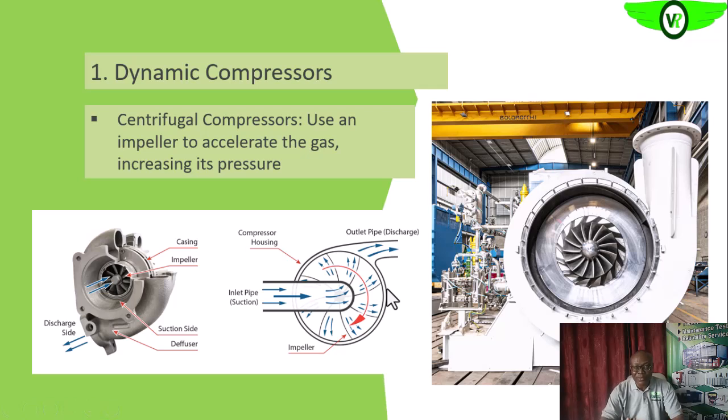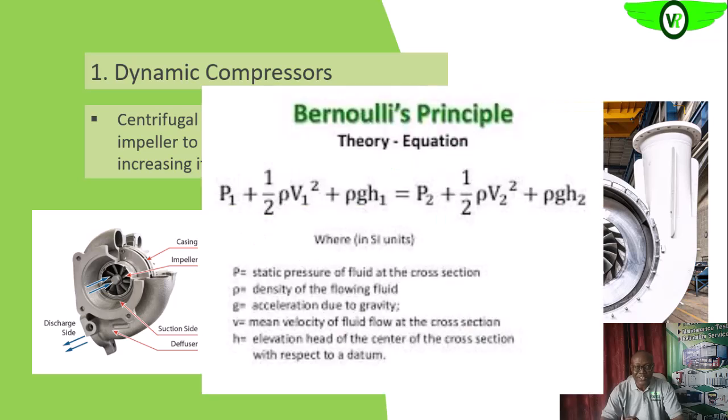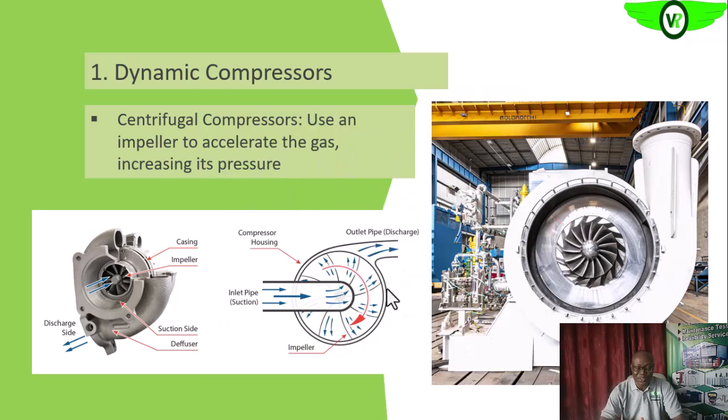So when you apply Bernoulli's principle, you will see that that reduction in velocity will now be converted into increased pressure. Then the volute shape also is designed so that as the volume is increasing, as it's moving out, that will also help to increase the pressure further as it is going out of the compressor. So that is how the centrifugal compressor helps us to achieve our purpose of increasing the pressure of the gas.